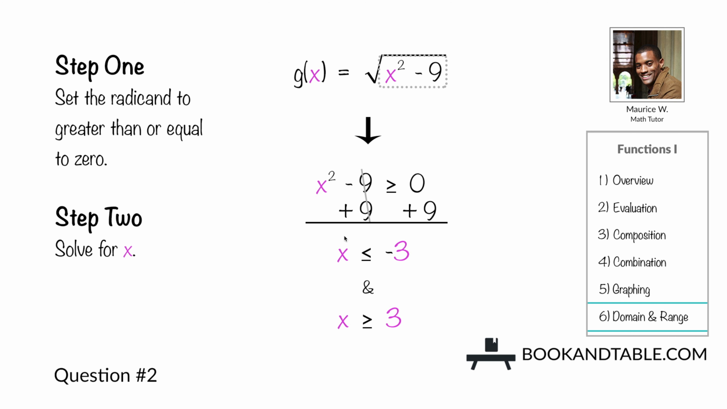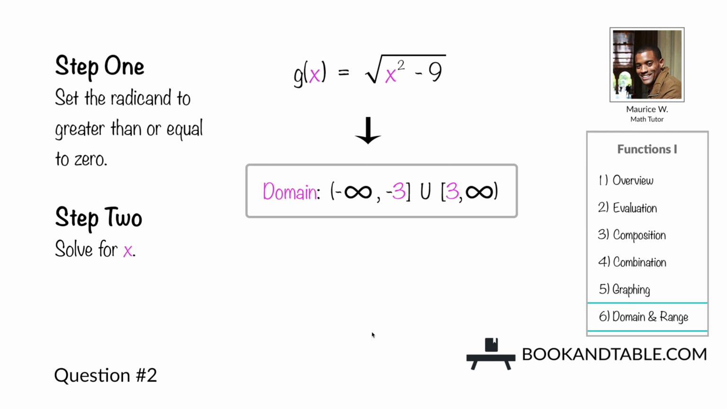So our domain is x's that are less than or equal to negative 3, and x is greater than or equal to 3. So our domain, our first interval, is from negative infinity to negative 3, including negative 3, and positive 3 to positive infinity, including positive 3.